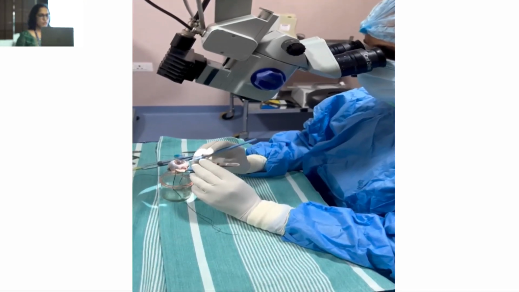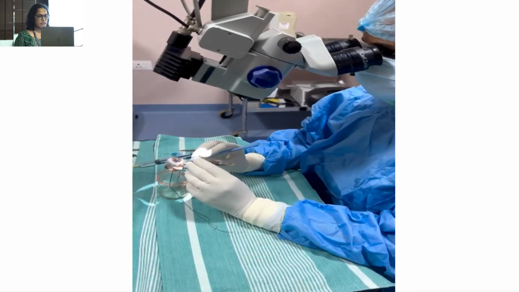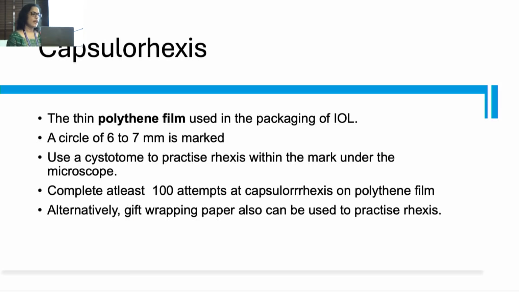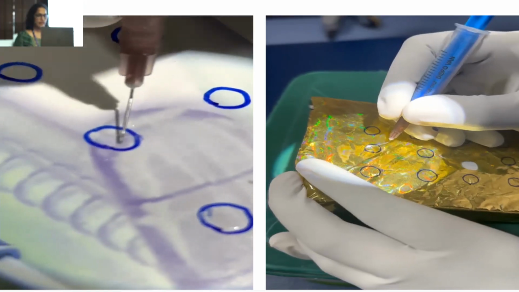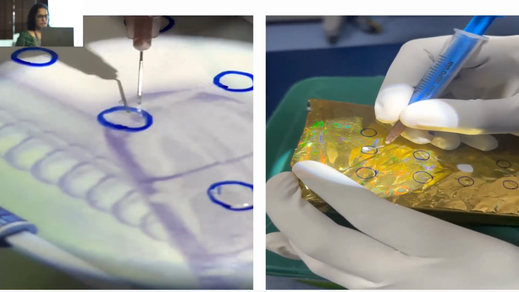This is a video of a wet lab training session practicing the tunnel and also capsulorhexis. Previously we used to steam the grape or tomato to get the real feel of the anterior capsule and practice the capsulorhexis. It can also be done in thin films, and at least 100 attempts of capsulorhexis should be done. So these are the ways you can practice the capsulorhexis in the films.